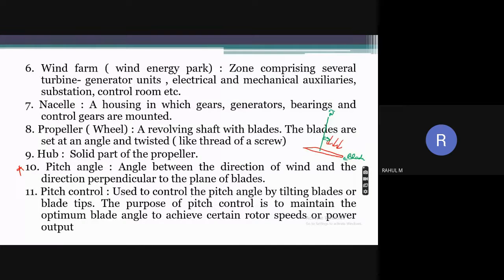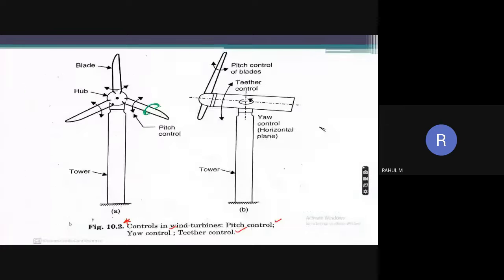Pitch control is used to control the pitch angle by tilting the blades or blade tips. The purpose of pitch control is to maintain the optimum blade angle. Optimum blade angle in the sense that it utilizes the maximum wind so that it gives the maximum rotor speed and the maximum power output. Fine. So this is the pitch control, and the second one is your yaw control.